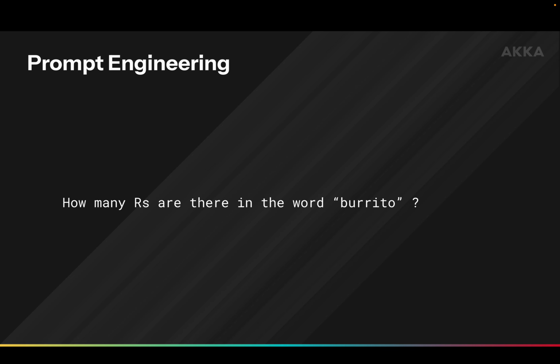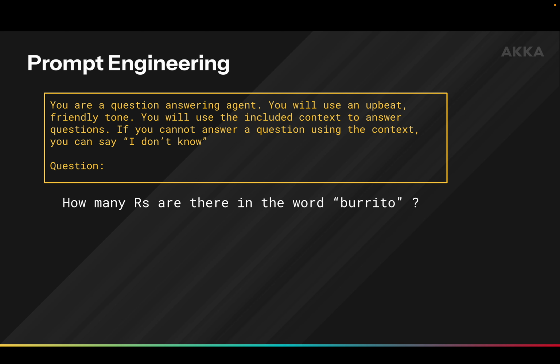So if I enter how many R's are there in the word burrito as my prompt, then the first thing that's going to happen is the model will get a prompt that has this sort of a preamble where we're telling the model what role it's going to play. In this case, the role it's going to play is the role of a question answering agent. What tone it should use, and the important instruction that it'll use the included context to answer the questions and nothing else. And this kind of instruction helps reduce hallucinations, and hallucinations are a whole other topic.